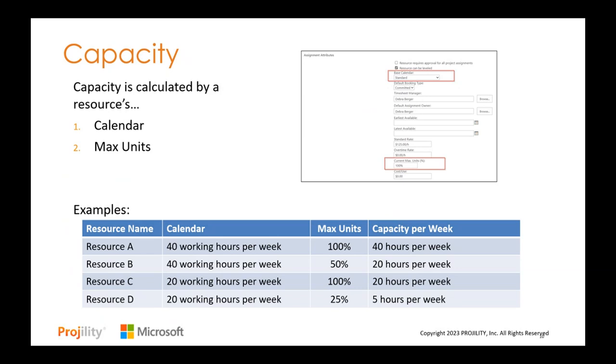Resource C has 20 working hours per week and has been indicated to be 100% tracking of project work. So they have a capacity of 20 hours. And then finally, Resource D has a 20-hour working week as well, but they are only tracking 25% of their project work, which gives them about 5 hours per week of capacity before being over allocated. For our demo today, we're primarily going to focus on examples for Resource A and Resource B, where we're working with a standard 40-hour per week calendar.